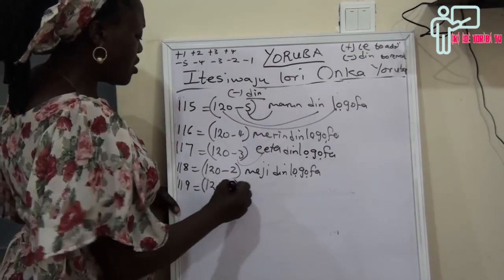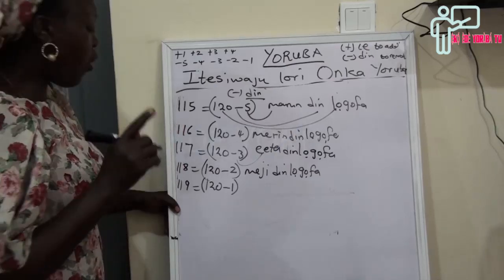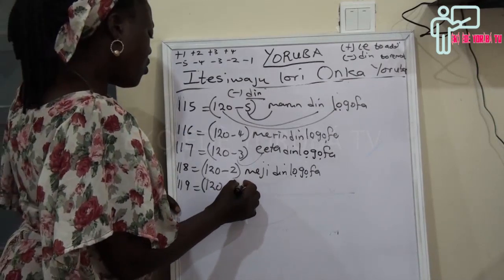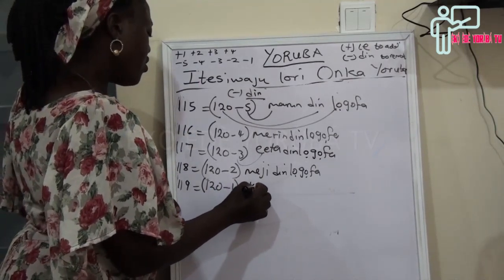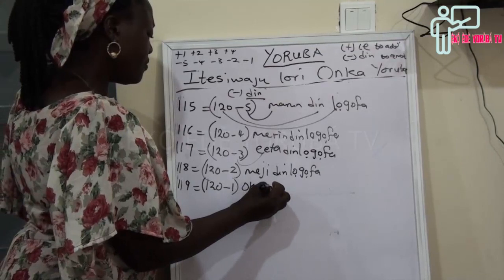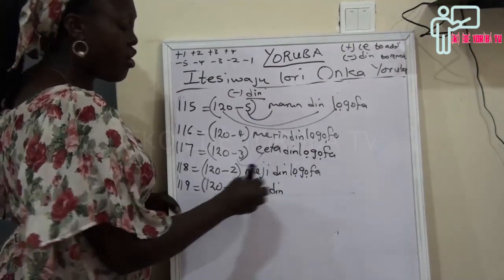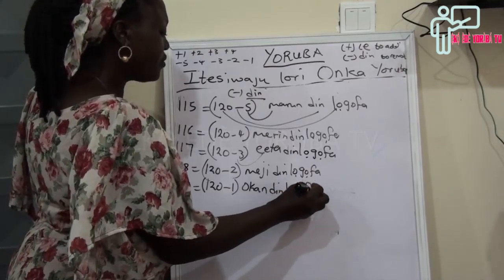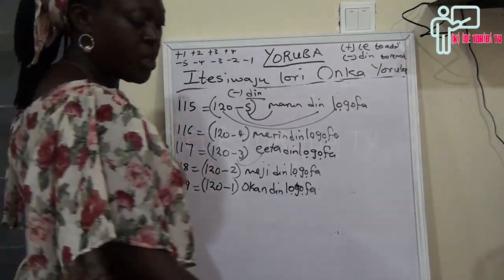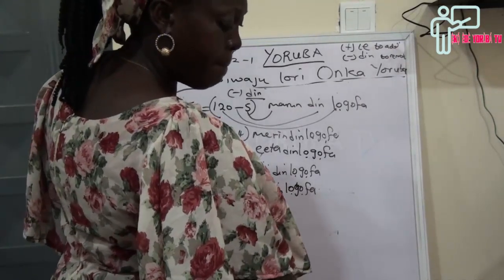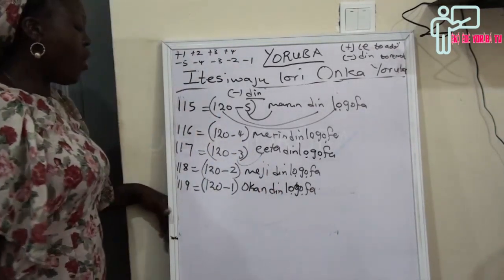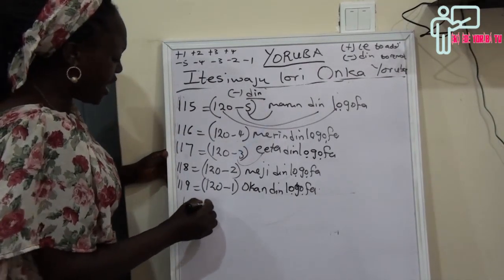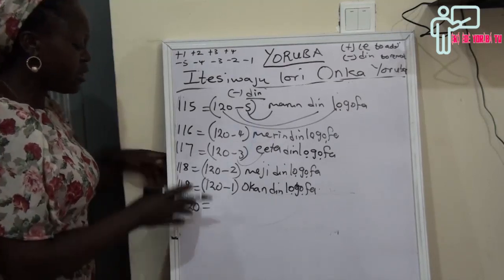It will now give us ọ̀kan, ìkan, ẹyọkan, ọ̀kan dín lọ́gọ́fà. Now, when we now see 120, like the one I've explained before, I've already explained this.